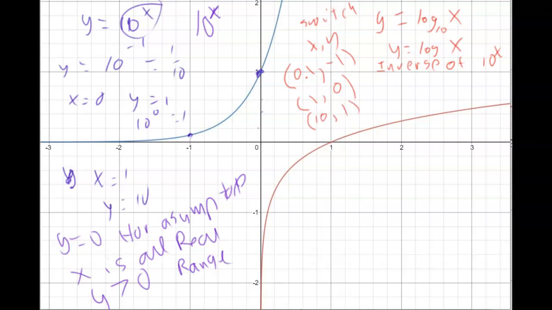And you can see that here. When x is 0.1, which is right about there, y is indeed negative 1. When x is 1, y is 0. And I don't show x is 10, but if I did, it would be y is 1.